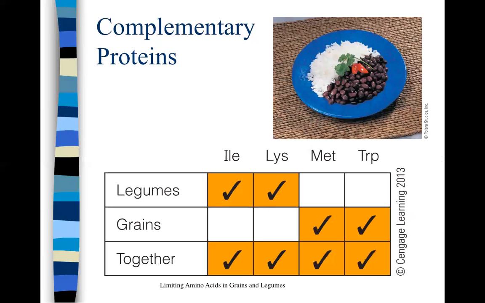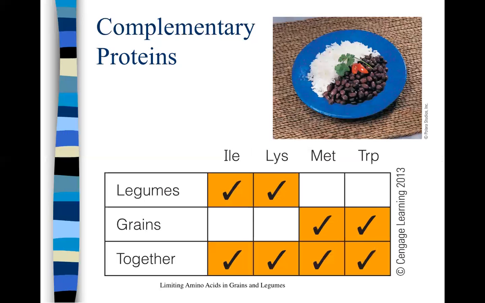So when you eat grains with legumes, the grains are going to compensate for the low methionine and tryptophan in the legumes. When you eat legumes with grains, the legumes are going to compensate for the low isoleucine and lysine in the grains. They used to think that you had to eat this at the exact same meal to get all the amino acids you need, but now they've learned that it's okay to eat these foods throughout the day because of our amino acid pools.